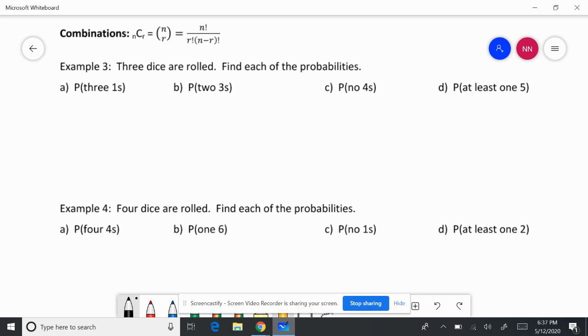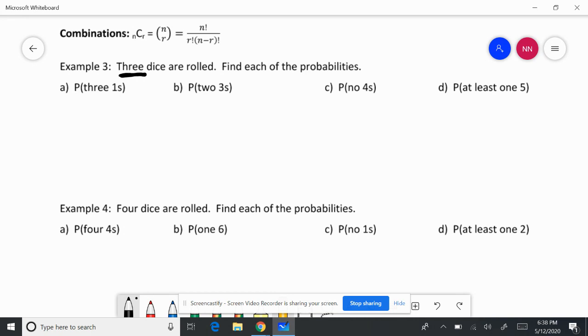We're now going to look at rolling dice. This would be an independent probability. And the reason that it's independent is when I roll one die, it doesn't affect the roll of the second die. And it doesn't affect, in this case, the roll of the third die. So when we're looking at this, this is going to be independent probabilities. That means our denominators are not going to change.